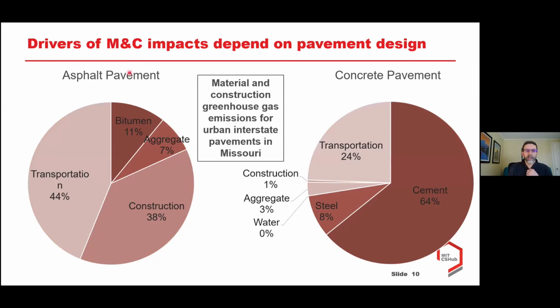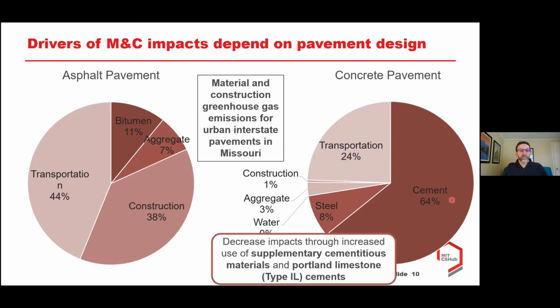What you can see, once again, on the asphalt side here and the concrete side. On the asphalt side, what's interesting is that the bitumen, which is the binder for asphalt, is a relatively low fraction of the environmental impact. It's mostly transportation and construction. Whereas on the concrete side, the cement is the real driver, which is similar to what I showed you earlier. So anything that we can do to change the binders that we use is really going to help on the concrete side. And as I mentioned, those Portland limestone cements are one solution, or other supplementary cementitious materials.